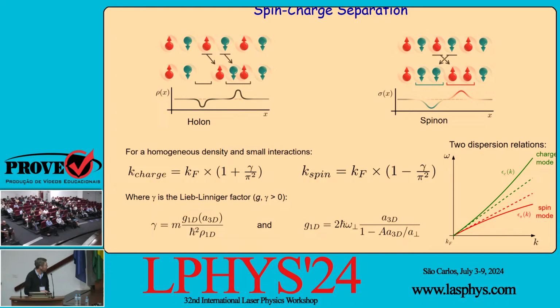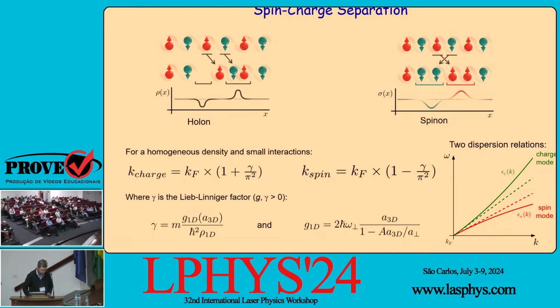So here are the two kinds of excitations. This is a charge mode excitation called the holon, and this is a spin mode excitation. We start with antiferromagnetic order, and then you hit the sample with a laser that produces either charge mode excitations or spin mode excitations. The charge mode, as I mentioned, has a velocity that exceeds that of the spin mode by this factor of gamma over pi squared.